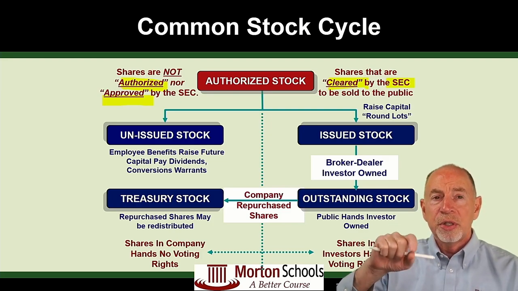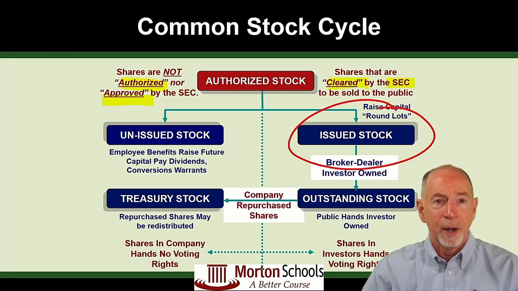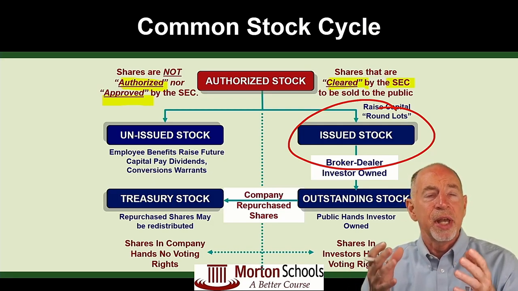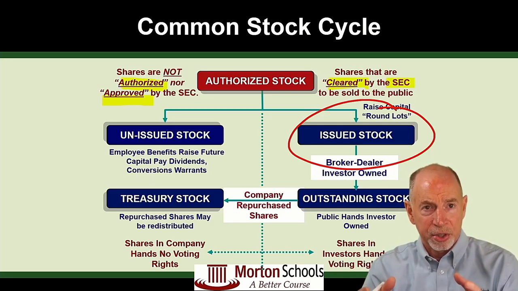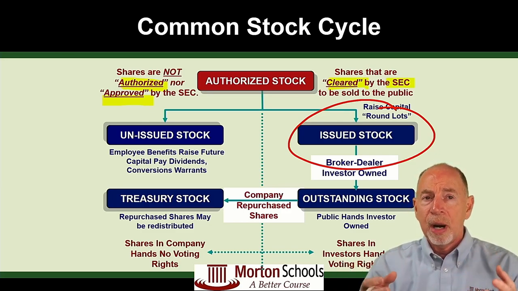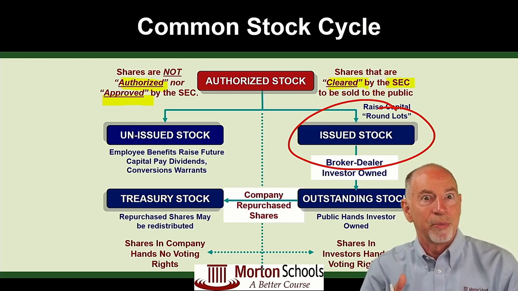Now, once the stock is sold to the public, then it becomes what we call issued shares. Now, these issued shares or issued stock is now in the hands of the public. And because it's a primary market sale, not secondary market, which is investor to investor, in the primary market sale, the issuer gets the money. That's how we know it's primary market.